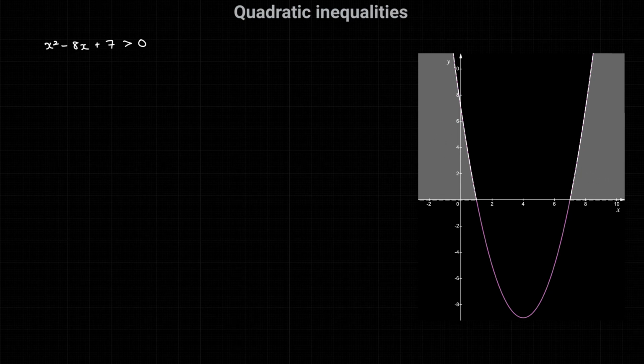So the values of x that we're really concerned with are the ones that represent the shaded regions here. So what we can do here is we can find the values of x for which x squared minus 8x plus 7 is equal to 0. Those are the values of the x-intercepts. And then we can determine the values of x for which this expression is greater than 0.